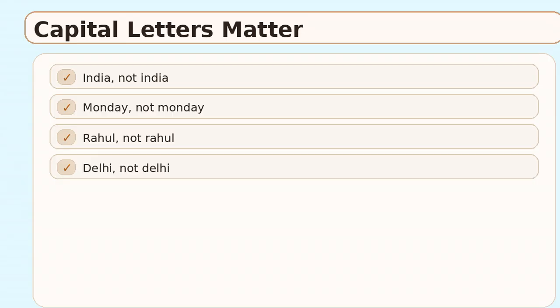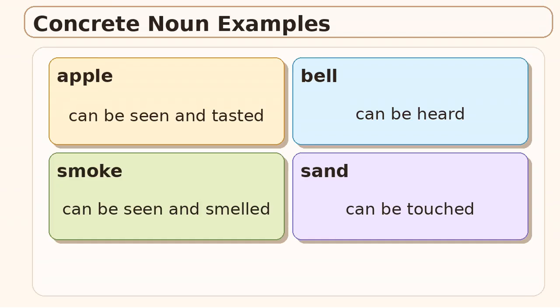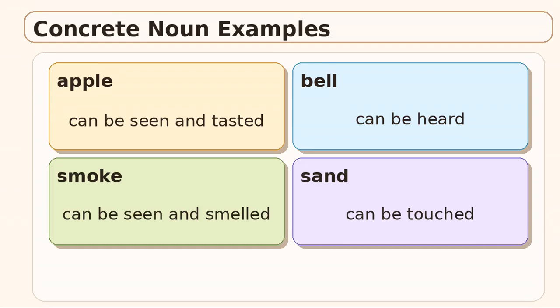If you write India, Monday, or Rahul in small letters, the meaning may still be understood, but the grammar is incorrect. A concrete noun names something we can experience through the senses. We may see it, hear it, touch it, smell it, or taste it. Notice that concrete nouns are not limited only to things we can hold. Even sound and smell can be concrete if they are sensed directly.